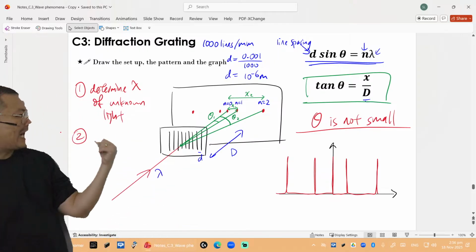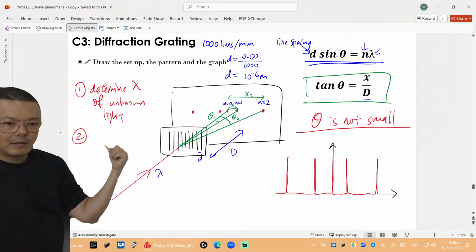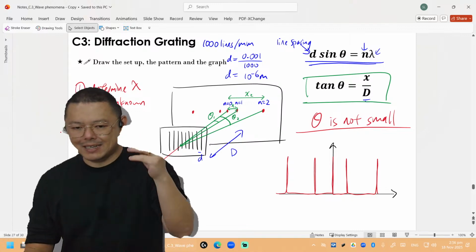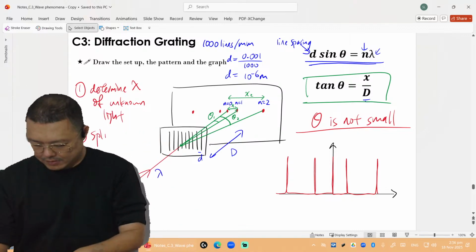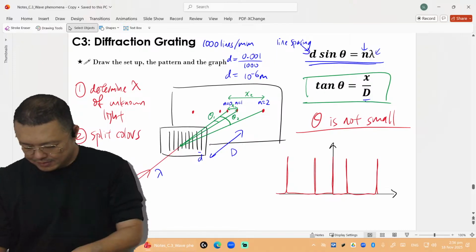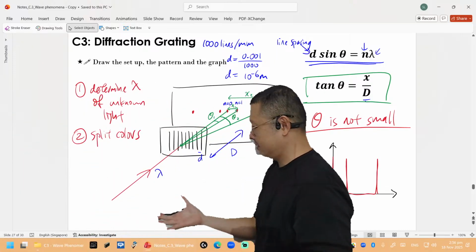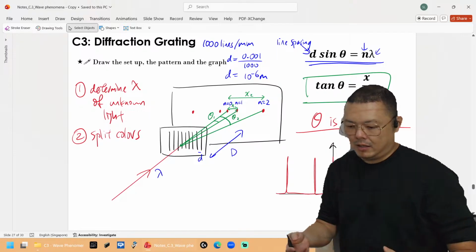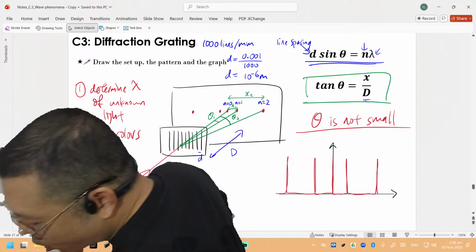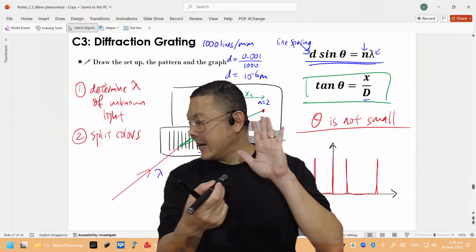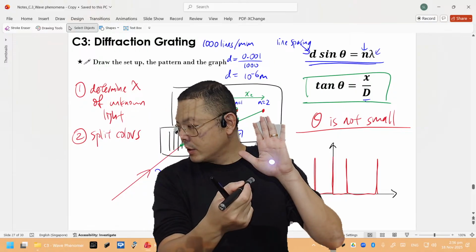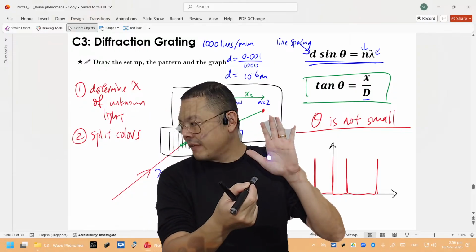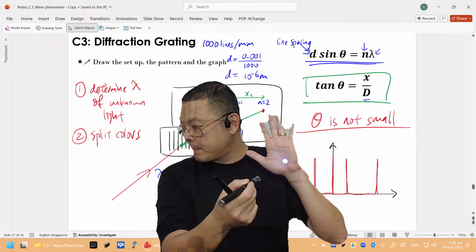Okay, the second use of diffraction grating is to split colors. All right, we're going to diffract colors. Lasers are what we call monochromatic light. Right, lasers are monochromatic light. So if you have a laser, it's only of a certain wavelength. Right, plus minus, okay?